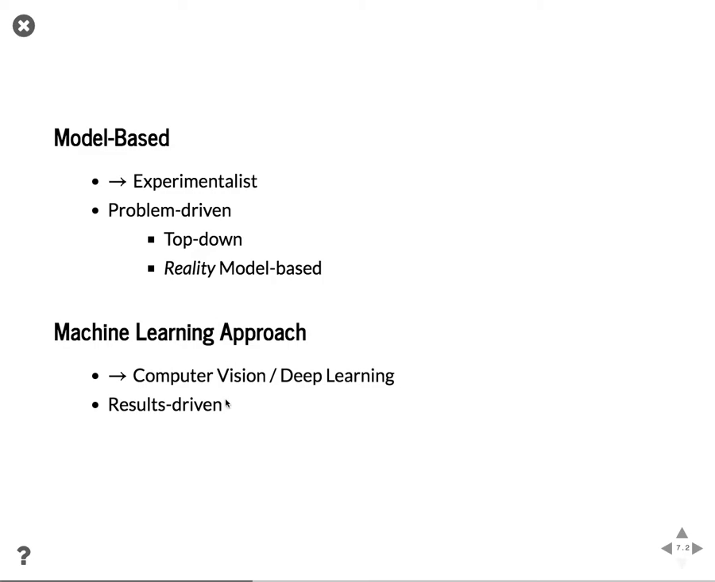We then have the machine learning approach, where this fits for computer vision and deep learning, and this is much more results-driven. And so we'll start off with the model-based approach, and we'll show why the model-based approach isn't really sufficient for all problems that we deal with, and where the computer vision problems start to come in.